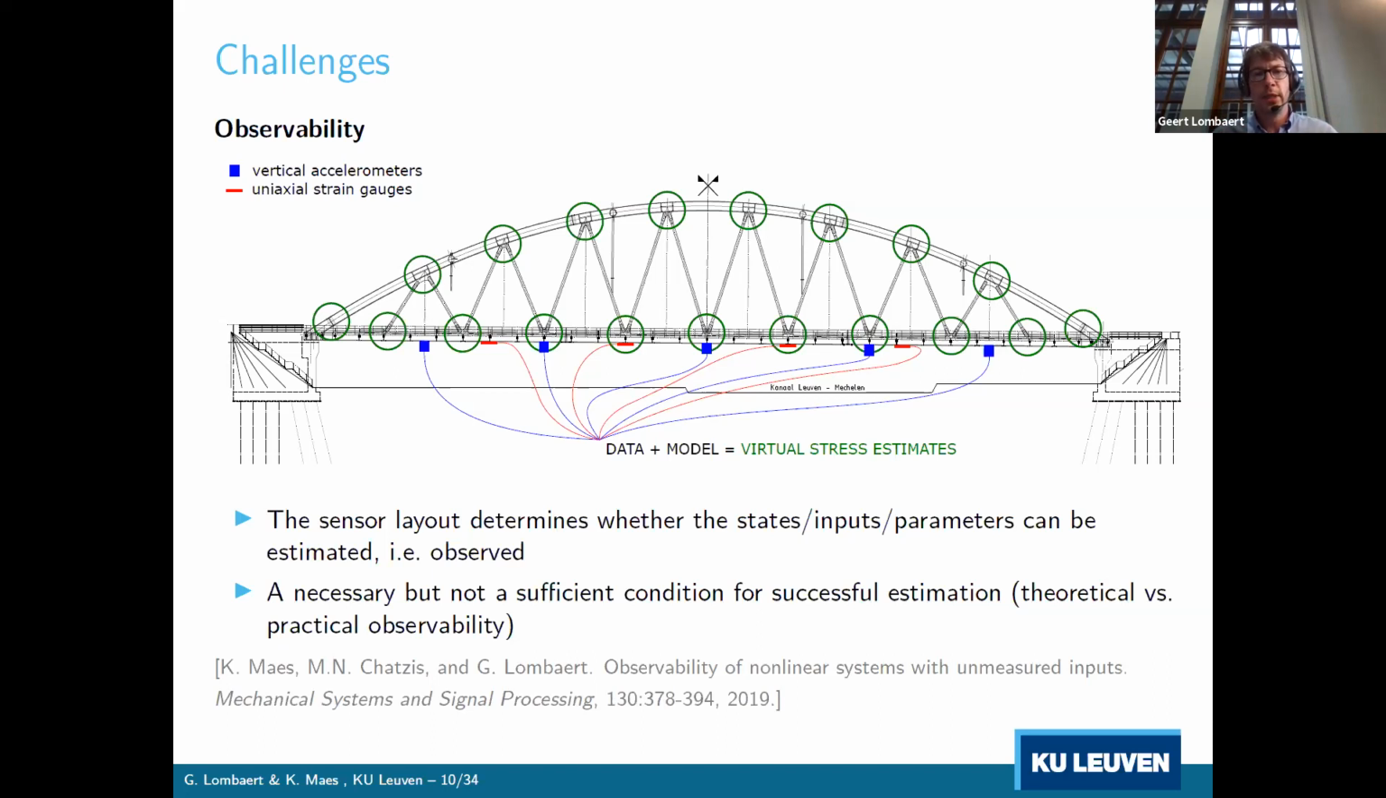Another note to make here is that you can derive conditions for theoretical observability, but these are a necessary but not a sufficient condition for successful estimation. There's also something which is called practical observability. Even when theoretical observability is satisfied, the estimation uncertainty may be so large or excessive that the estimates are no longer useful.